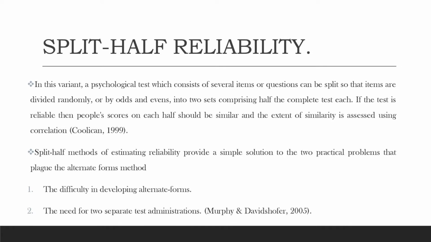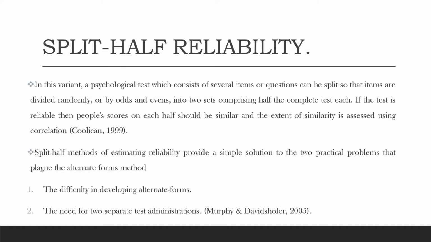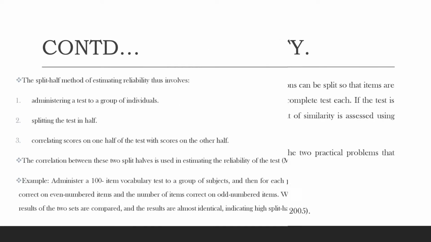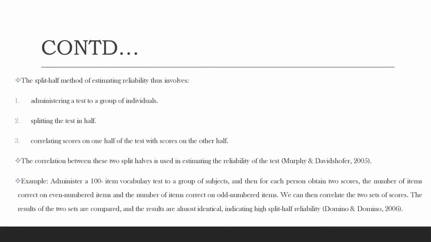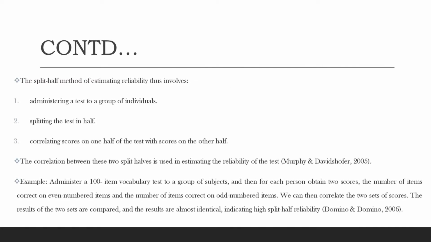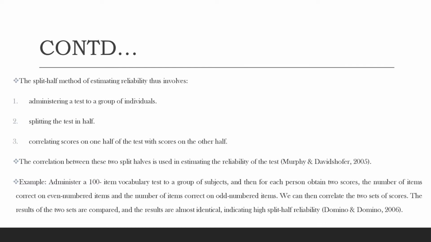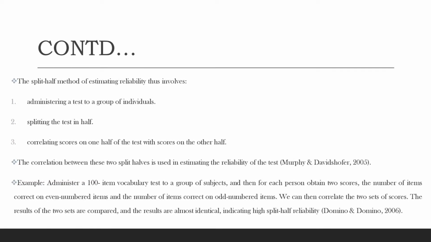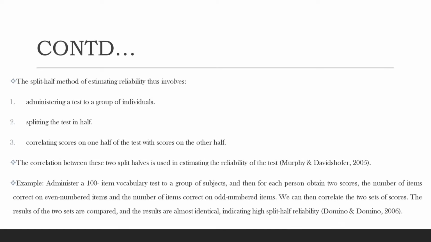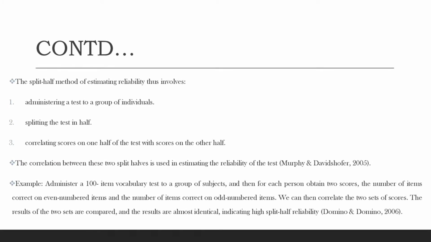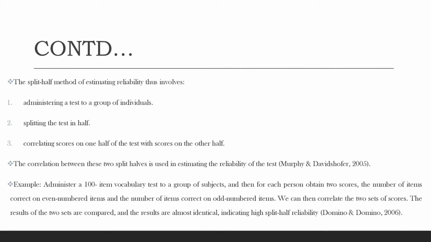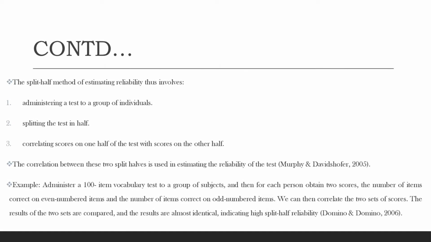They are the difficulty in developing alternate forms and the need for two separate test administrations. The split half method of estimating reliability thus involves administering a test to a group of individuals and splitting the test in half, correlating scores on one half of the test with scores on the other half. So, the correlation between these two split halves is used in estimating the reliability of the test.